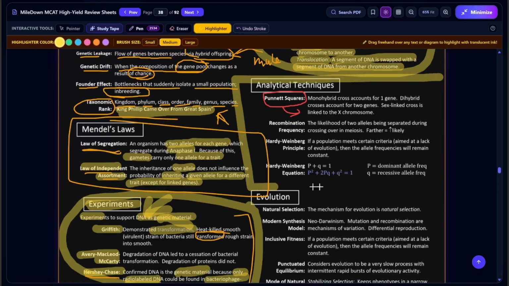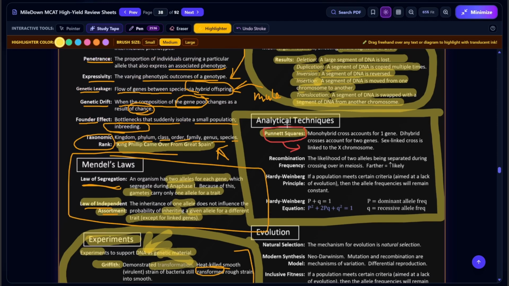And then you have analytical techniques of genetics. Punnett squares are one of the ways you can deduce the probability of somebody's genotype and their phenotype. So the monohybrid cross accounts for only 1 gene. If you have a dihybrid cross, it accounts for 2 genes, and a sex-linked cross is linked to the X chromosome.